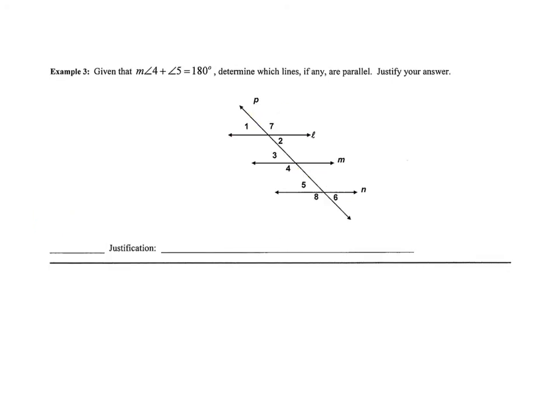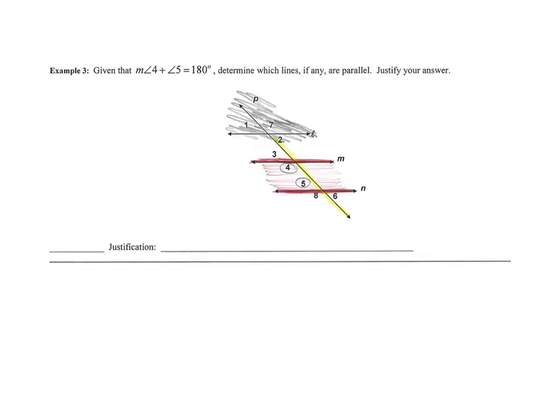Number 3 says given that the measure of 4 and 5 add to 180, so that means that line L doesn't matter in this problem. So go ahead and mark up M and N with your red pen marks. Now we can see that 4 and 5 are consecutive interior angles. So therefore, since they add to 180, they're supplementary, line M is parallel to line N. So that would be by the converse of the consecutive interior angles theorem.